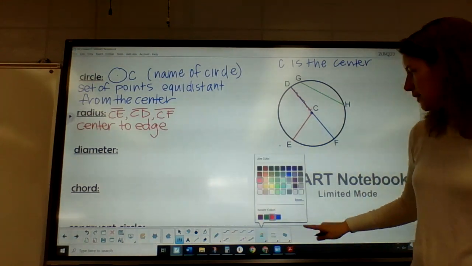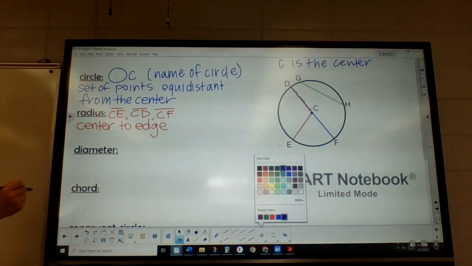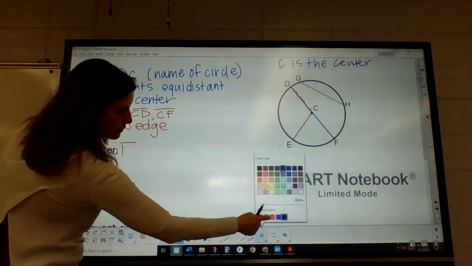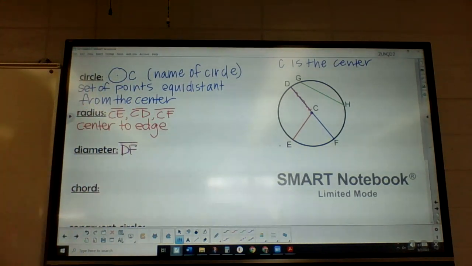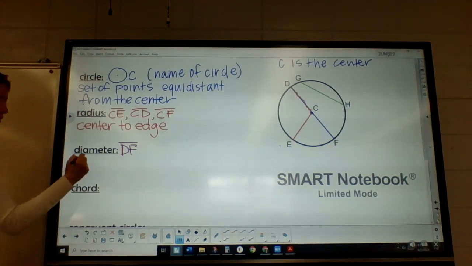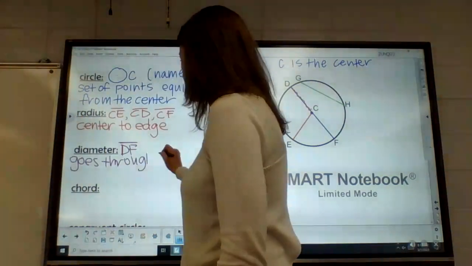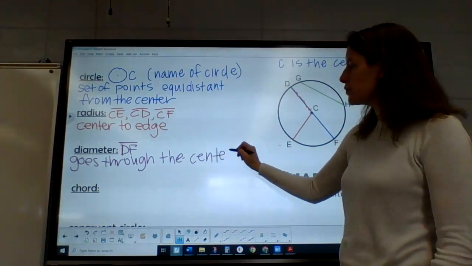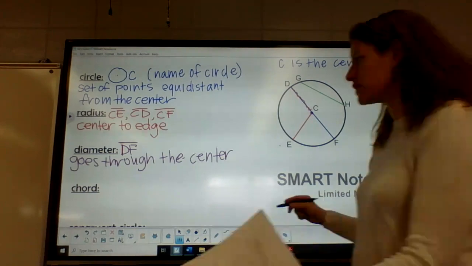The next one is the diameter. And that one goes all the way across the circle. So the diameter is DF. Again, I don't know why these aren't changing colors on me. So DF is our diameter, all the way across. It goes through the center, but the endpoints end on the circle, so it goes all the way across the circle.